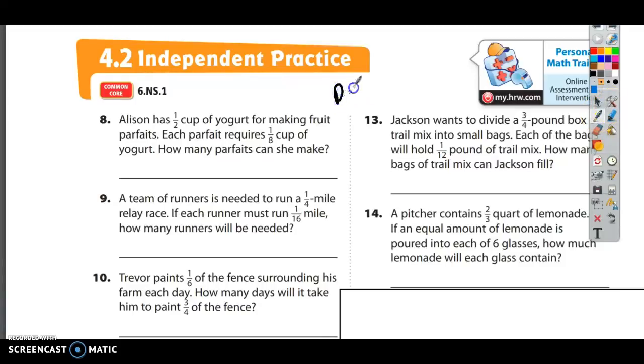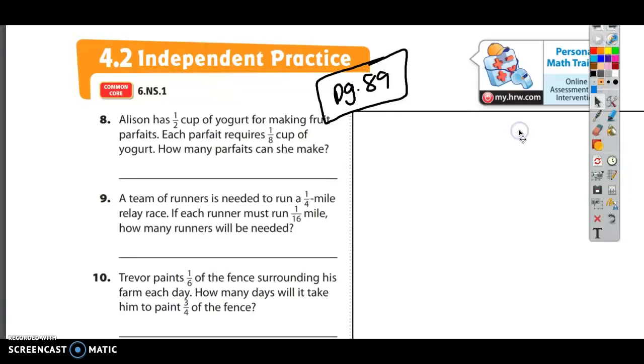Okay, this is page 89, and this is the independent practice for lesson 4.2, dividing fractions. Watch this video as much or as little as you need to get the help that you need, but of course make sure you check your answers.